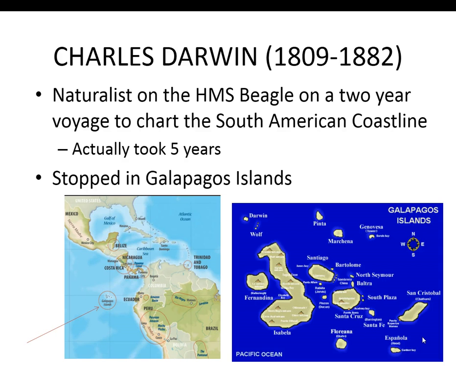So let's look at Charles Darwin, early 1800s. He was invited to be a naturalist on the HMS Beagle on a 2-year voyage to chart the South American coastline. So he was going to be the one going out and collecting plants and animals, describing all the different types of things that live on the South American coastline. This voyage actually ended up taking about 5 years, and they took a little stop in the Galapagos Islands off the coast of South America, which ended up being great because that allowed Darwin to compare all of the different plants and animals that he saw on the islands to the mainland, and that's where a lot of his ideas came from.